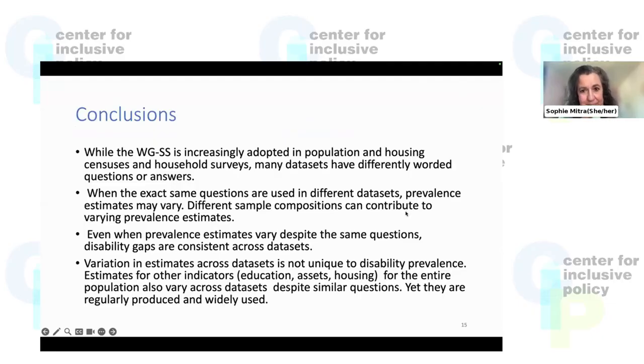So overall, while the WGSS is increasingly adopted in population and housing censuses and household surveys, we find that many data sets have differently worded questions and sometimes answer scales, and that could be driving differences in prevalence estimates. Even when the same exact questions are used, in our case the Washington Group short set, we find prevalence estimates that vary, and sample compositions can contribute to these varying estimates. However, overall disability disaggregated estimates are consistent across data sources based on our work across countries.